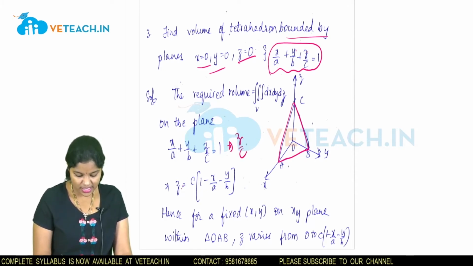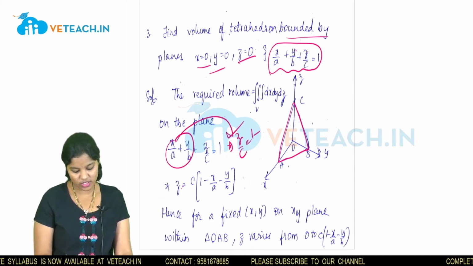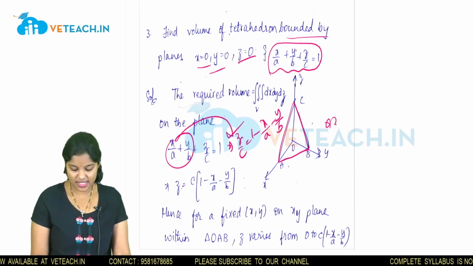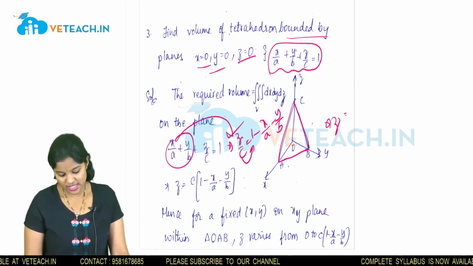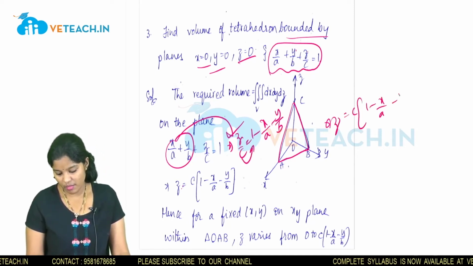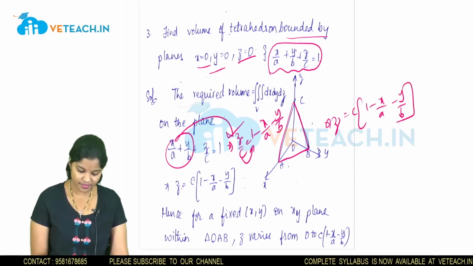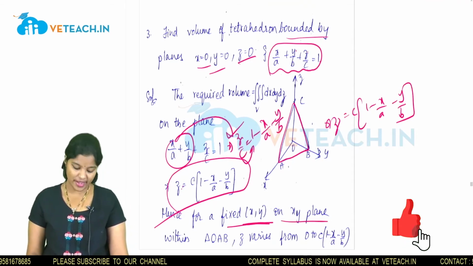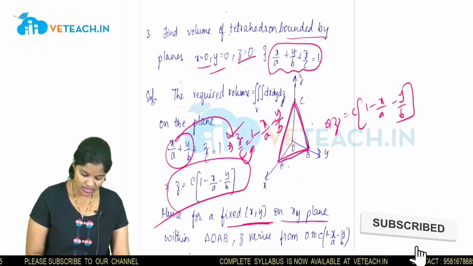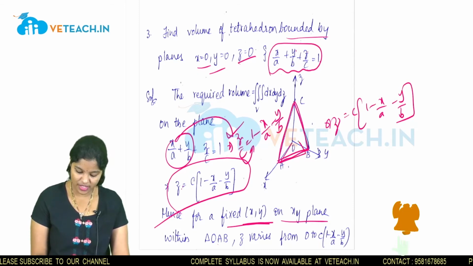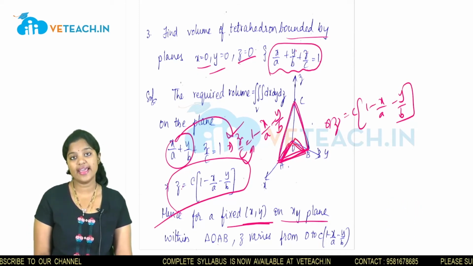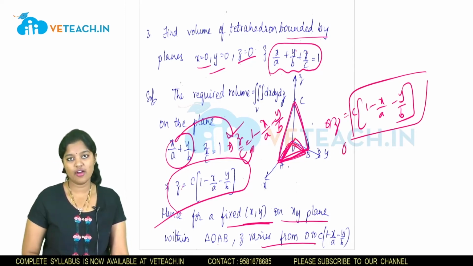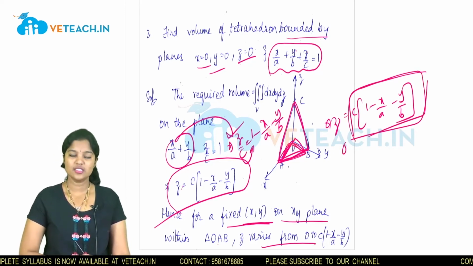We see z by c is equal to 1 minus, taking both terms to the other side of the equality, x by a minus y by b. That implies z is equal to, taking this c to the numerator, c into 1 minus x by a minus y by b. This is the z value. Hence for a fixed value of x, y on the xy plane within the triangle OAB, that means within this triangle in the xy plane, z varies from 0 to this point which we have found out.